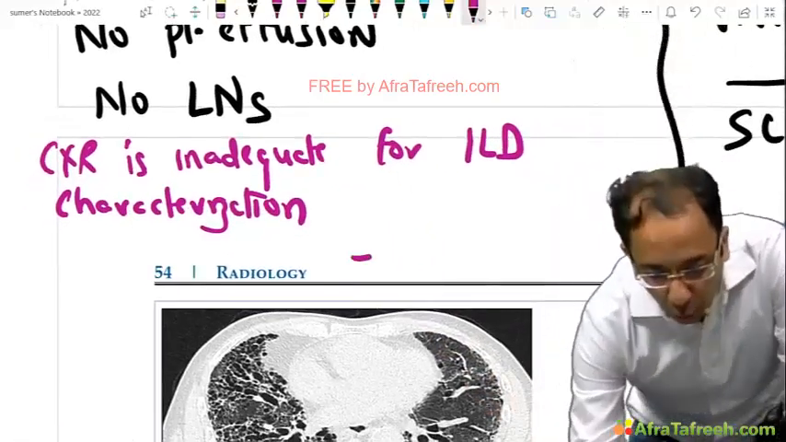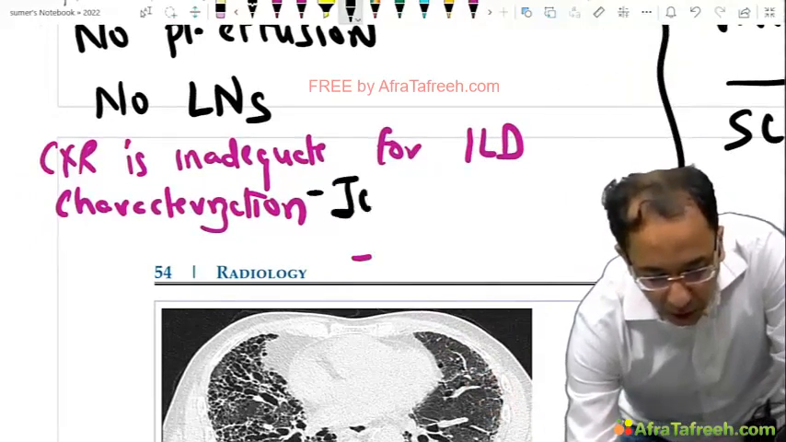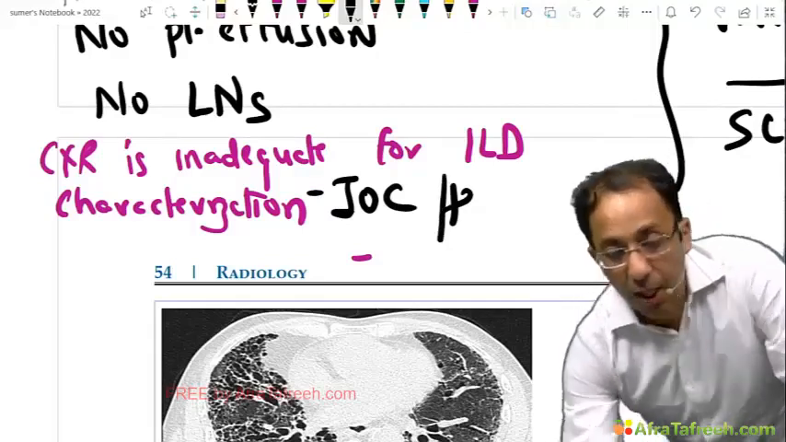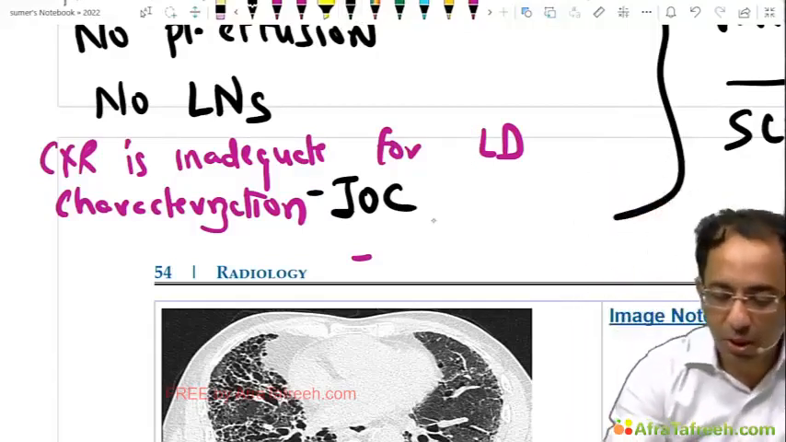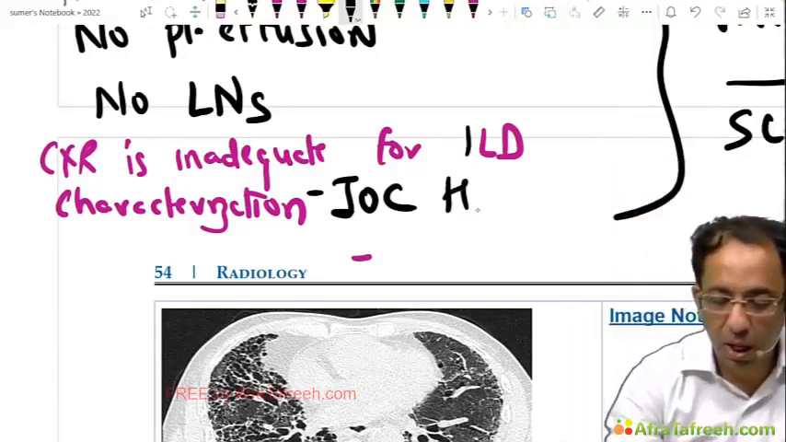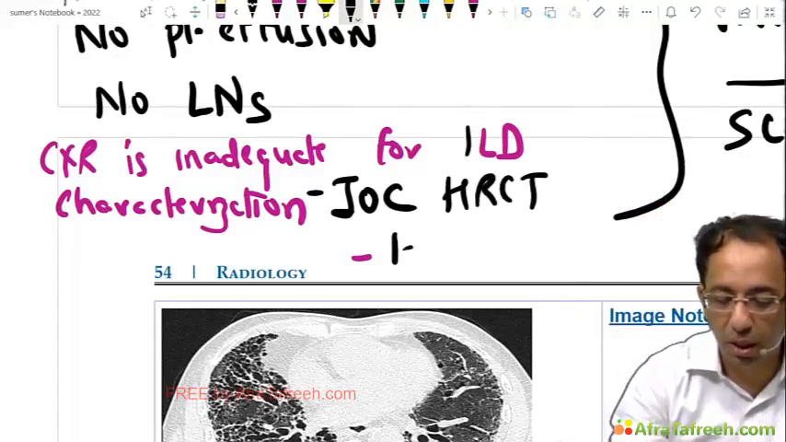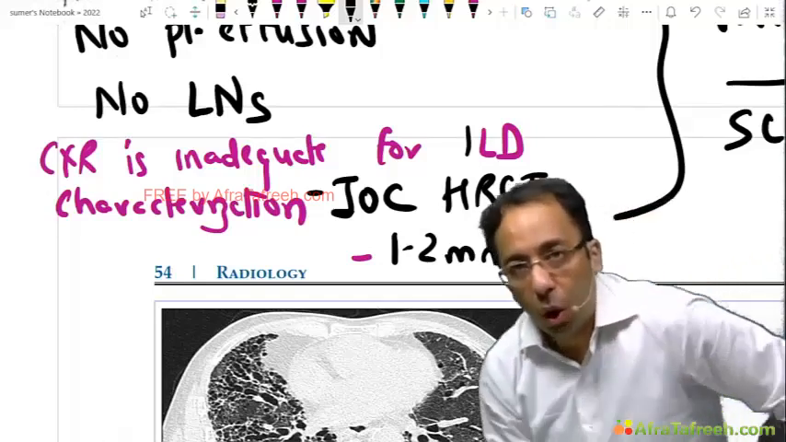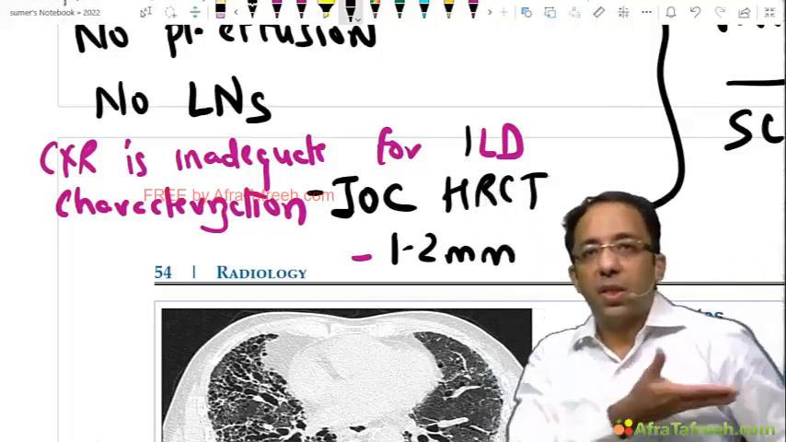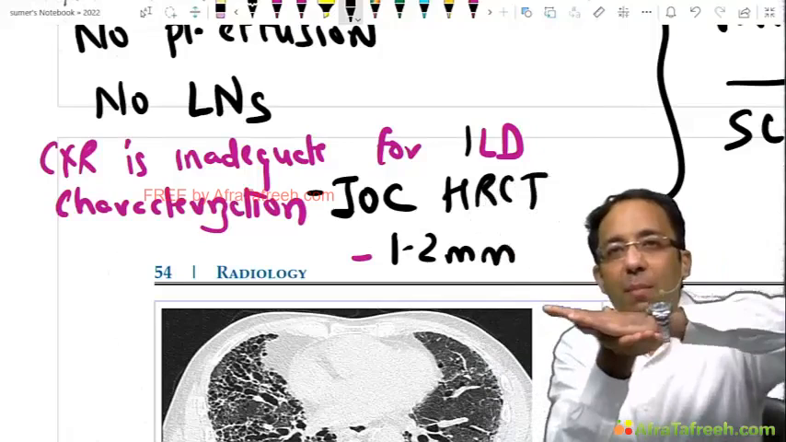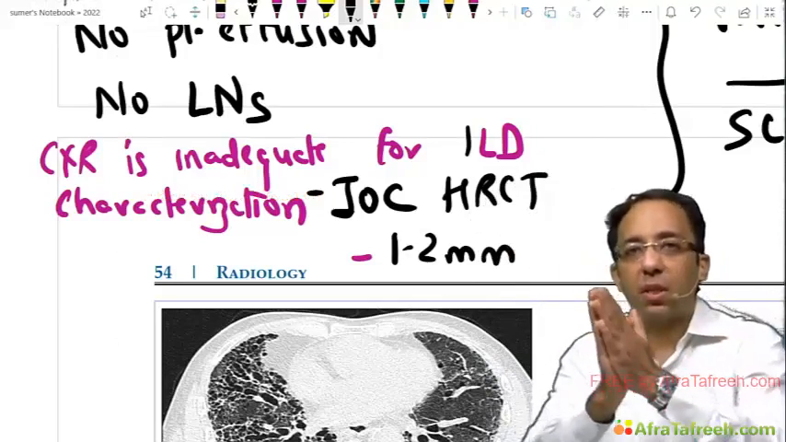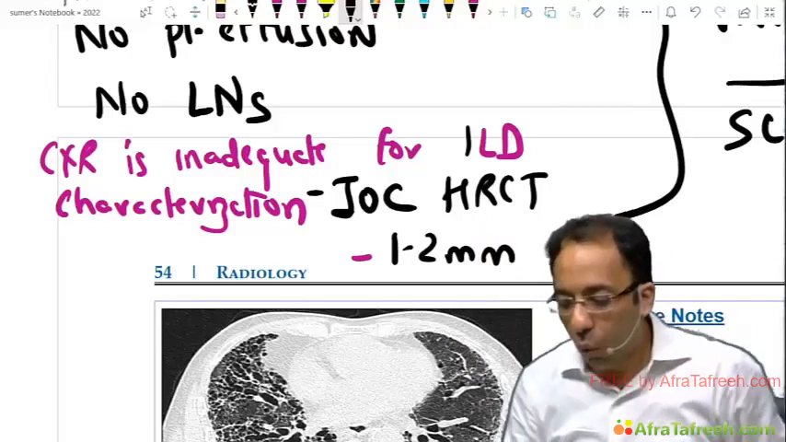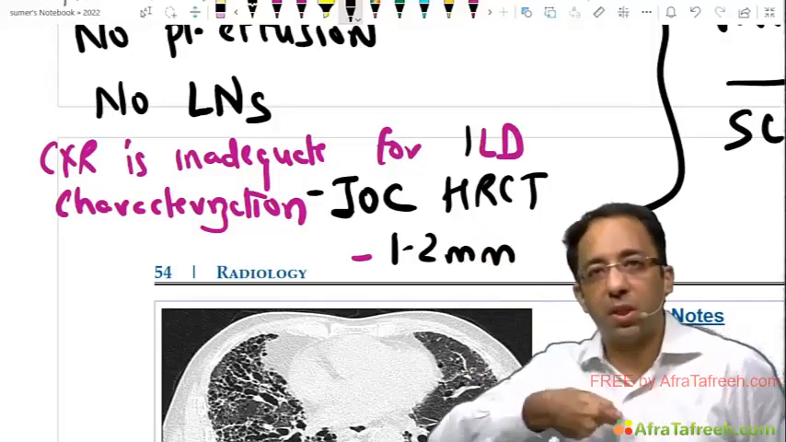So how will you do it? What is the investigation of choice to characterize interstitial lung disease? You need to do an HRCT. What is the investigation of choice? High resolution CT of the lung. You take very thin sections of the lung. Normally when we do CT of the chest, we take around 8 to 10 mm sections. In high resolution CT, we take 1 to 2 mm sections of the chest.